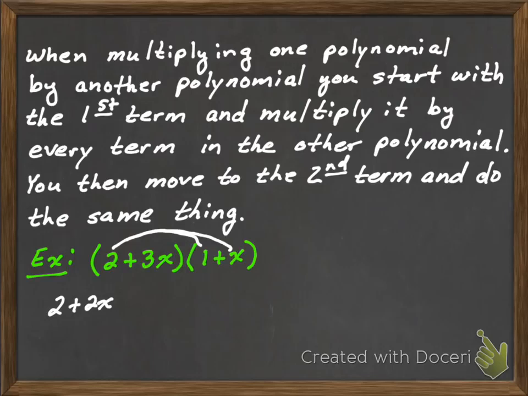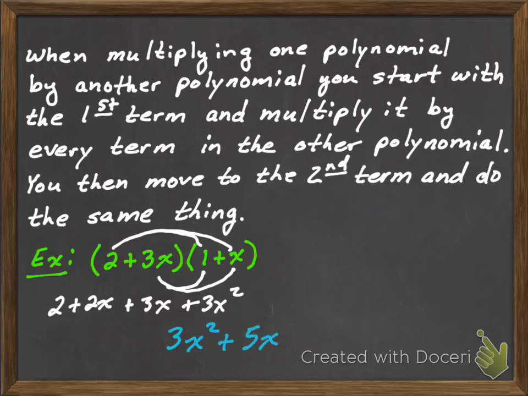Now you move to the second term of 3x, and you multiply it with the first term and then with the next term. Putting these in order will give us our final answer of 3x squared plus, combining like terms, you get a 5x and then a plus 2.